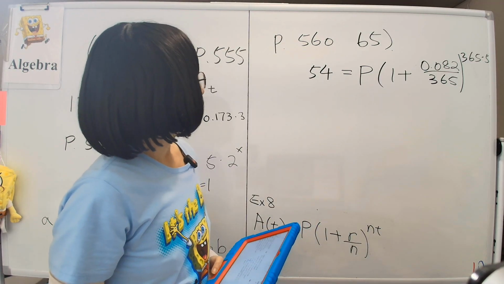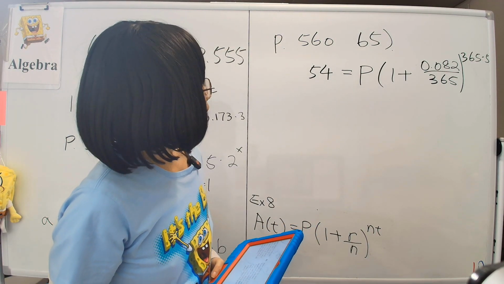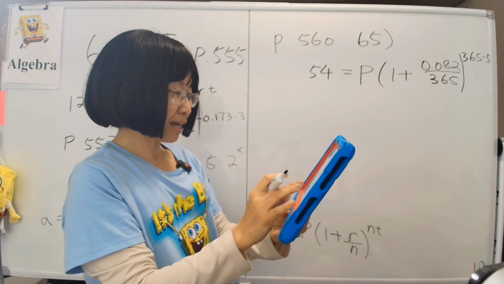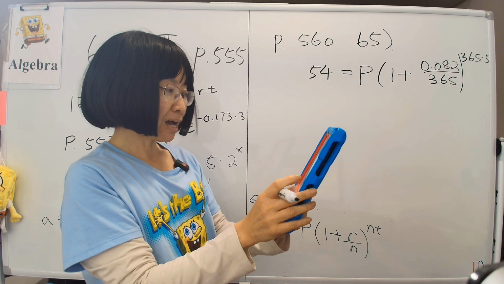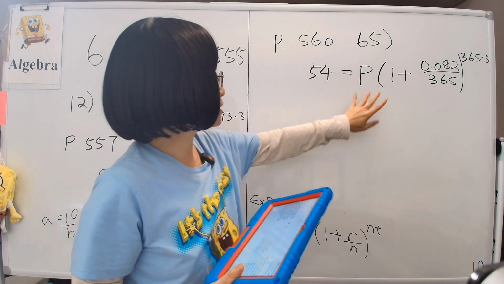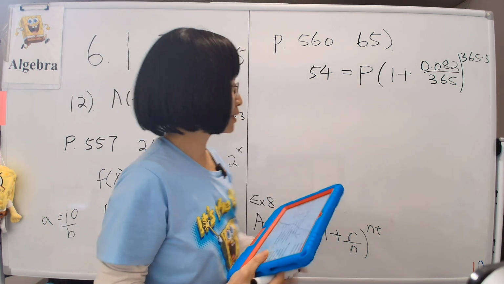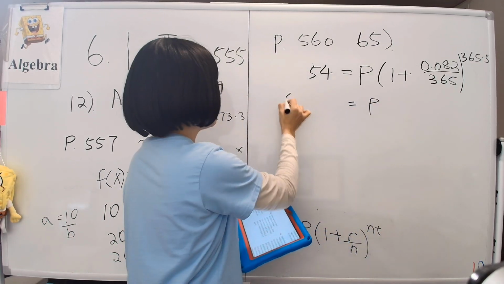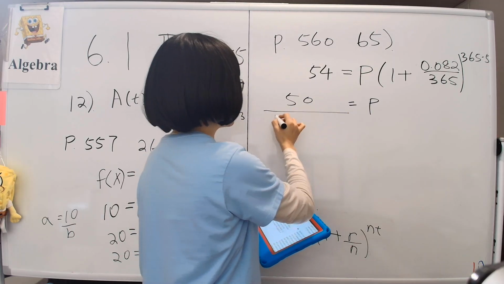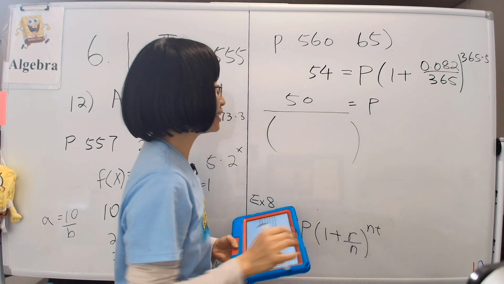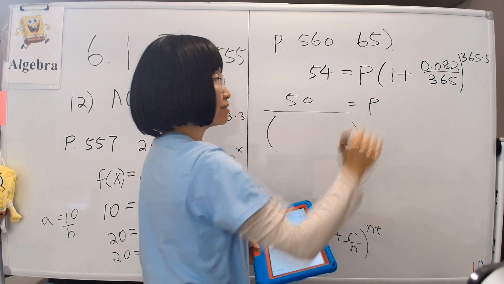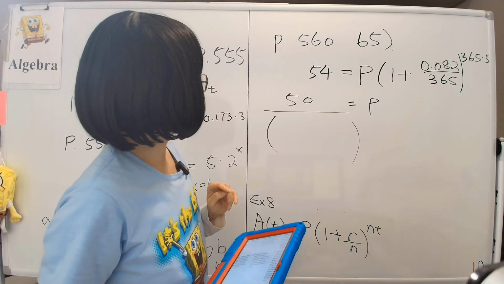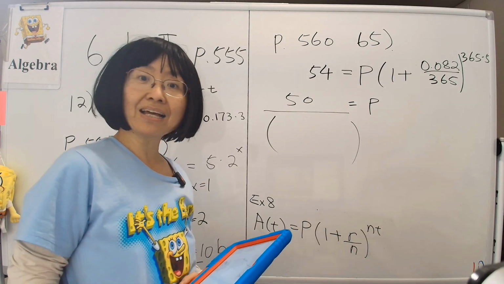Okay, that's pretty good. What are we looking for? We are looking for the principal. It says how much will he need to invest, so what is his principal for all this to happen? So P equals 54 divided by that whole expression, raised to 365 times 5. Just take that whole chunk, imagine it's sitting down here, divide 54 by all that, and then we get the answer.